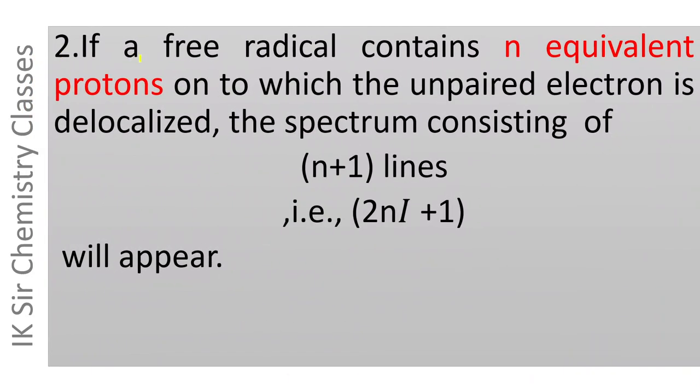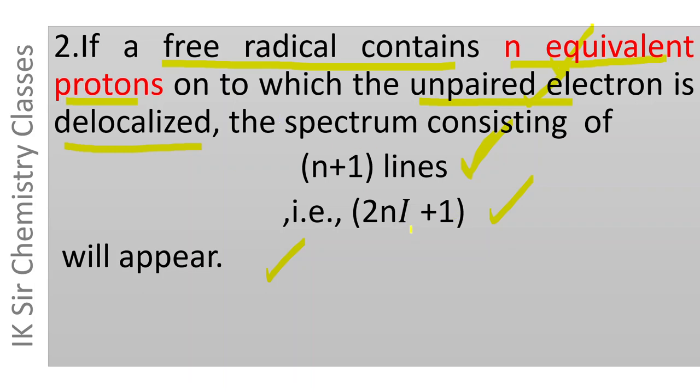The second rule: if a free radical contains n equivalent protons, not non-equivalent, on which the unpaired electron is delocalized, the ESR signal consisting of n plus 1 lines or 2nI plus 1 lines will appear. If a free radical contains n equivalent protons on which the unpaired electron can be delocalized, the ESR signal will consist of n plus 1 lines or 2nI plus 1 lines.